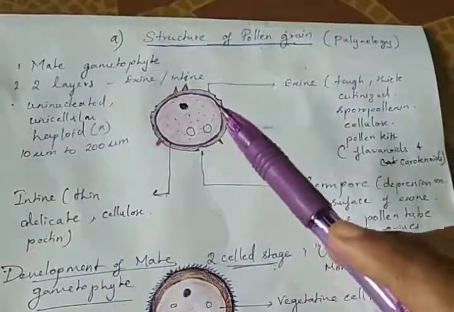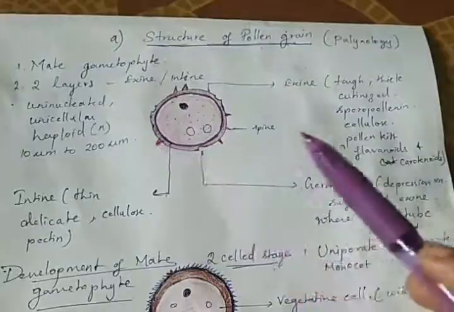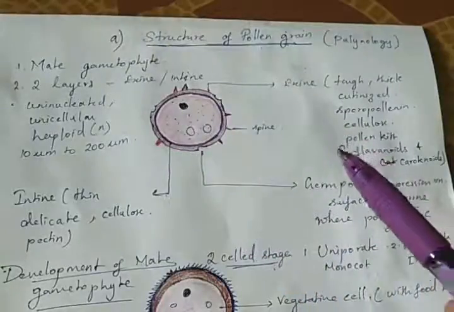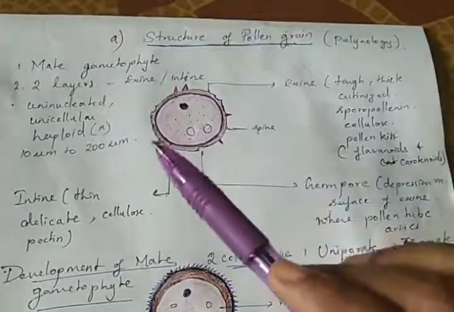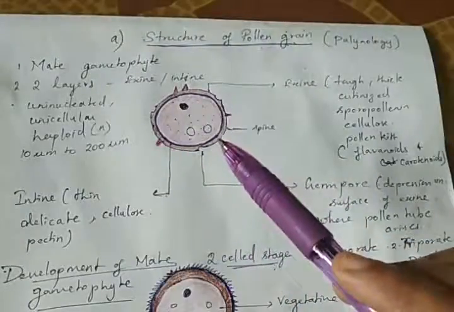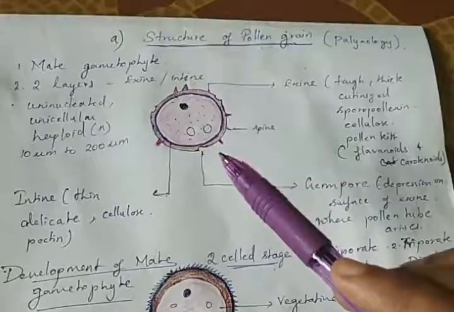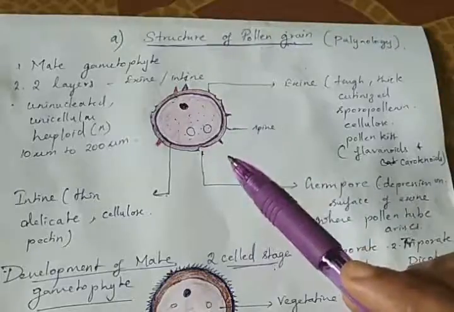The pollen wall material that is made up of sporopollenin and pollen kit is highly resistant to UV radiation and biological degradation processes. That's why the pollen grains are preserved for a long time, even in fossils.